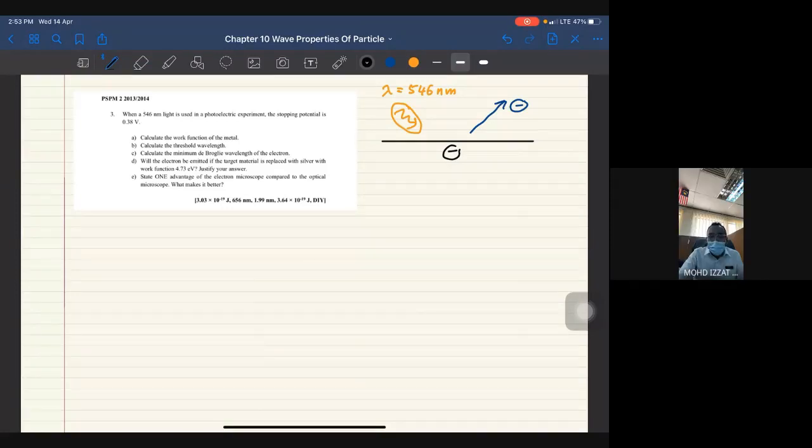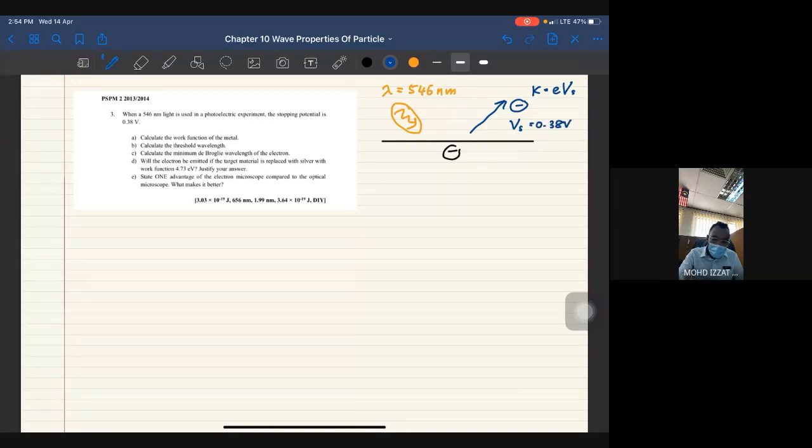This now depends on what? Stopping potential. Is it a constant for a material, or does it depend on the incoming incident light? Mana satu? Depends on the incident light. So that one would be your eVs. So you can write, maybe I can write over here, where K is equal to eVs. K is the kinetic energy of the electron being ejected, equal to eVs. So we are given the Vs over here, which is equal to 0.38 volt.